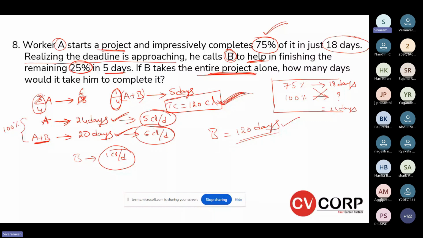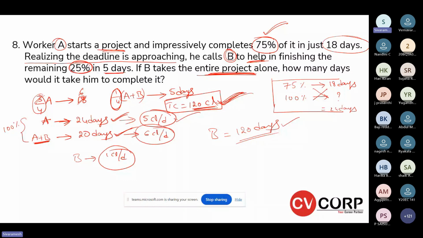They both start. The LCM of 24 and 20 will indicate the total work, which is nothing but 120 chocolates. Now A can eat 120 chocolates in 24 days. So per day, how many chocolates can he eat? Obviously 120 by 24, which means 5 chocolates per day. This is his efficiency.